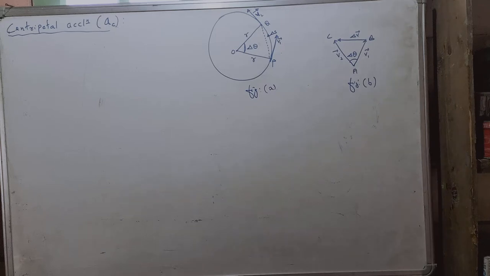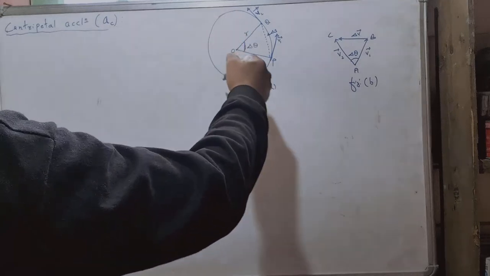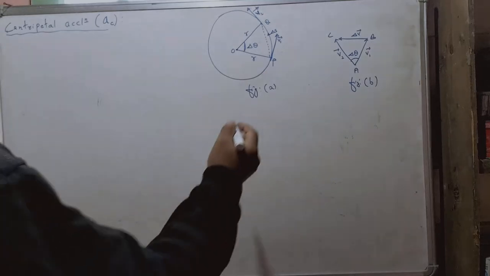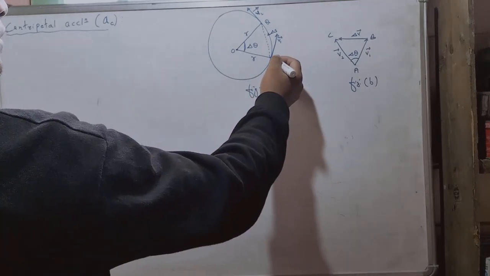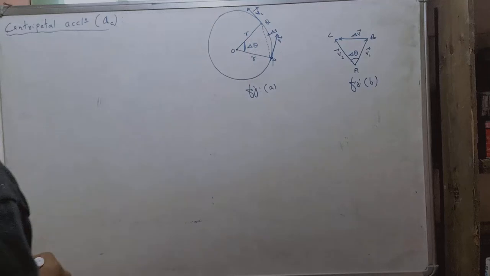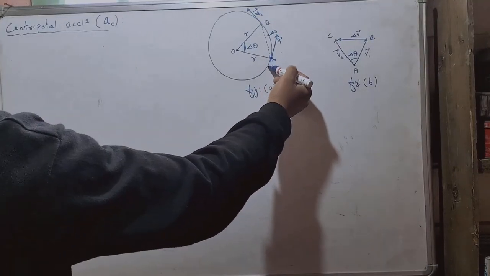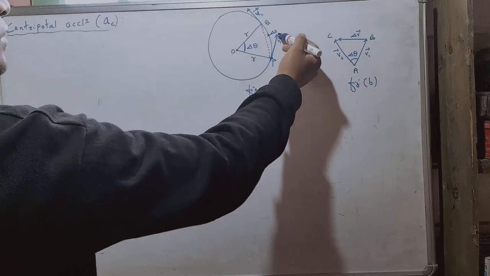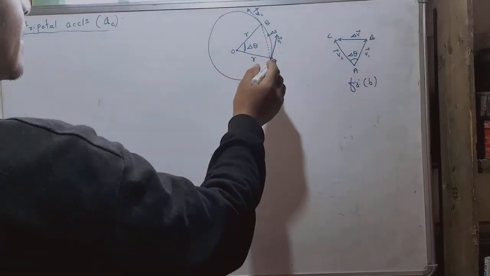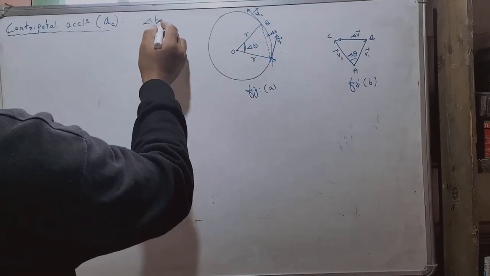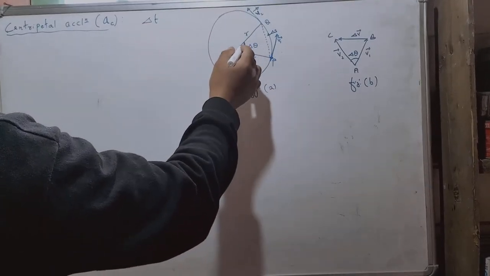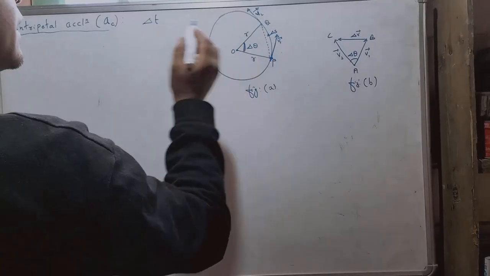Now let us consider a circle having a center at O and the radius R. Consider that at point P, the velocity of the particle is v1, and at point Q, the velocity of the particle is v2. The direction of v1 is tangent to the circle at point P, acting along this direction. The direction of v2 is along this direction. Let the time taken to go from P to Q be delta t. Within this small time interval delta t, the angular displacement made by the particle is delta theta.